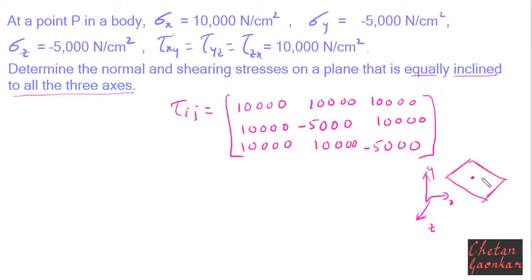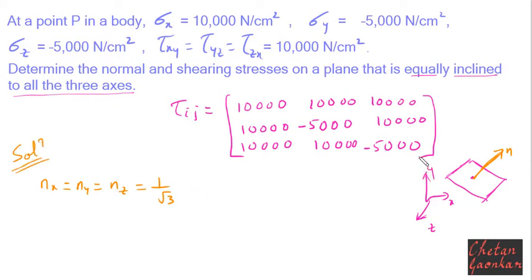What this means is that its outward normal is equally inclined to all these three axes. Suppose this is the outward normal of this plane, then this outward normal is making equal inclination with respect to the x, y, and z axes. In the case of direction cosines, we had seen that if a plane makes an equal angle with respect to all three axes, then its direction cosines nx, ny, and nz will all be equal, and their value comes to 1 by root 3. This is what we had seen while looking at the topic of direction cosines.